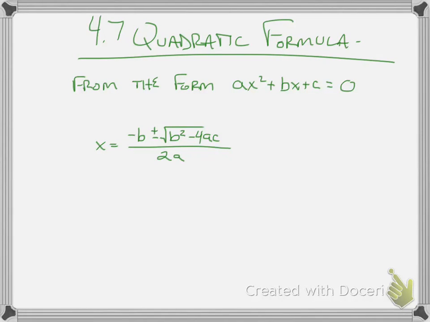Okay, section 4.7 is quadratic formula, and we're going to use this to solve quadratic equations as well. It's the last part to solving quadratics. So in order to use this, it has to be in the form ax squared plus bx plus c is equal to 0, so everything on one side equal to 0. And then you find your a, b, and your c, and you plug them in to this formula. The opposite of b plus or minus the square root of b squared minus 4ac all over 2a.